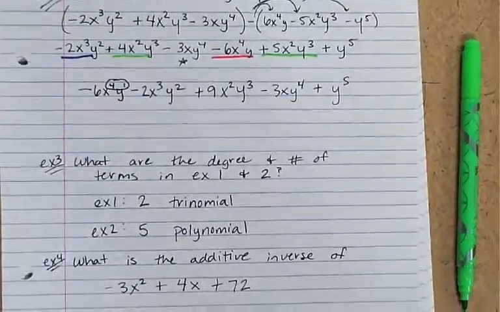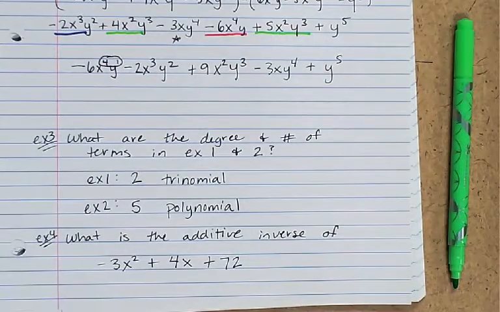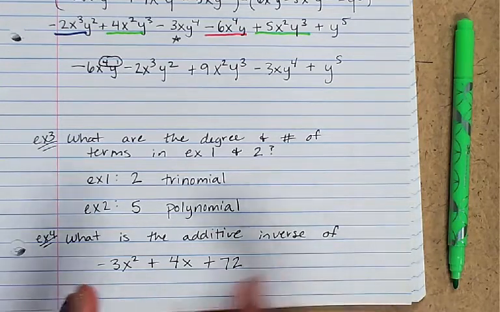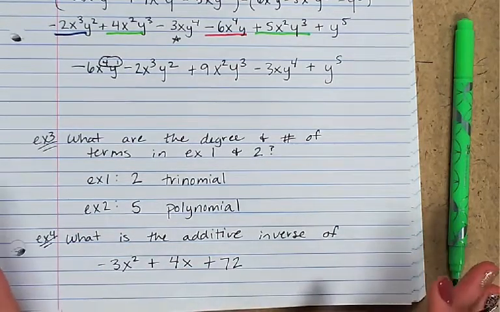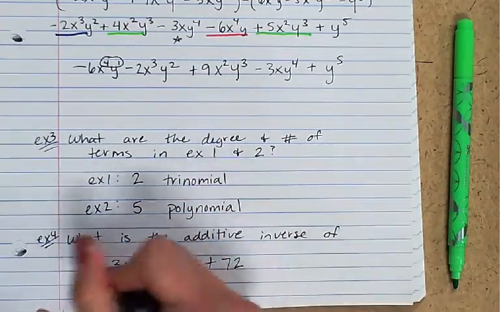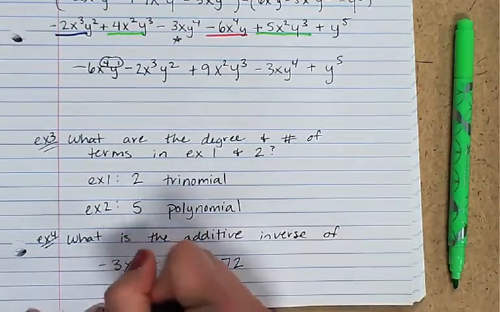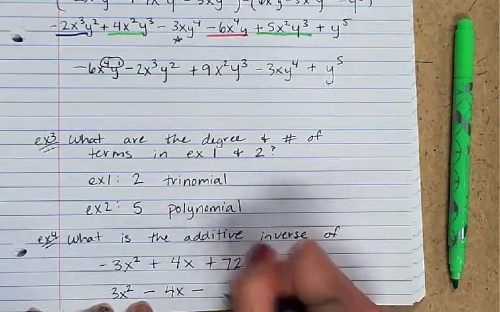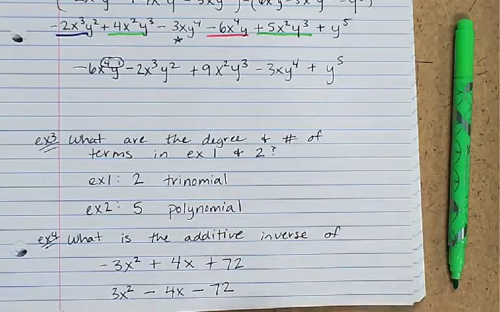Okay, and for the last example, it says, what is the additive inverse of negative 3x squared plus 4x plus 72? The additive inverse just means if I were to add it onto this, everything would cancel out. So you just make everything its opposite. The additive inverse of this polynomial is going to be positive 3x squared minus 4x minus 72. You just change all their signs, and that's how you find the additive inverse.